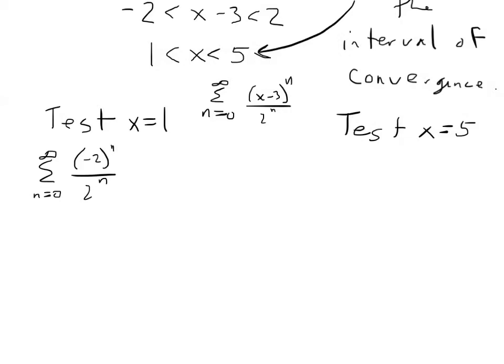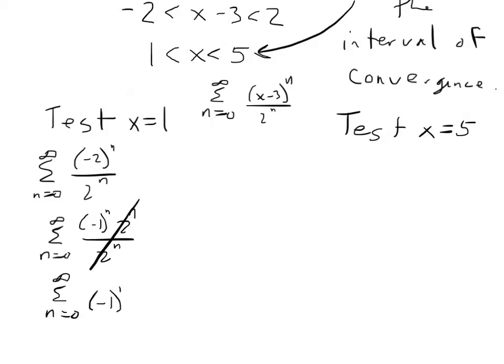I can actually break the numerator of this up into being negative 1 to the n, 2 to the n over 2 to the n. And then, yay, the 2 to the n's cancel out. The sum on n equals 0 to infinity of negative 1 to the n. And I hope you have a sense that this diverges. Because what I'm really doing is adding up 1 plus negative 1 plus 1 minus 1 plus 1 minus 1 plus 1 minus 1 and so on. And that's definitely not going to add up to anything. So at x equals 1, it diverges.